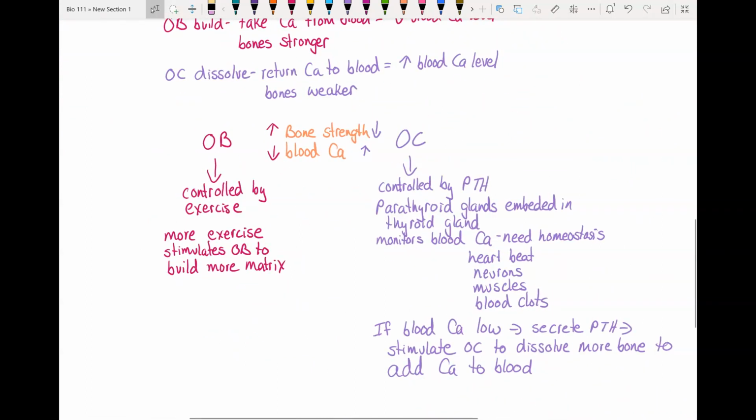The more you exercise, the more your osteoblasts work. Exercise stimulates osteoblasts to build more bone tissue, and that gives you strong bones. The less calcium you have, the more your osteoclasts are going to have to work. If your blood calcium gets low, your parathyroid gland will secrete parathyroid hormone and tell those osteoclasts to dissolve more bone in order to keep your blood calcium level high enough.